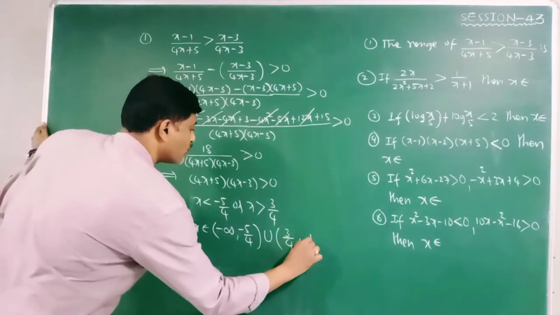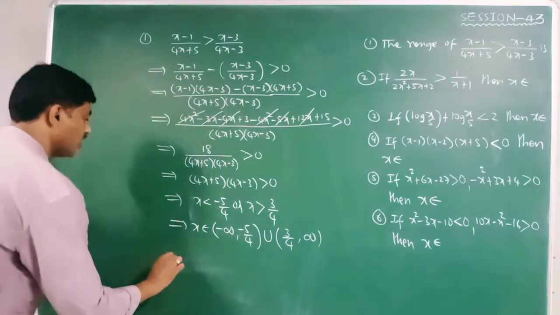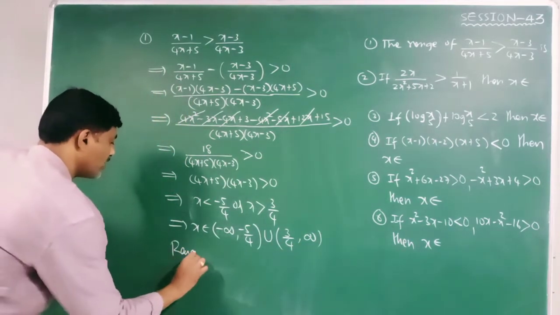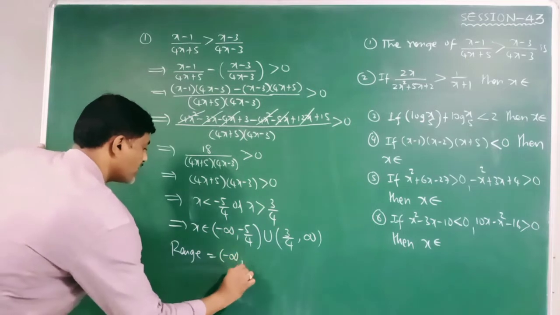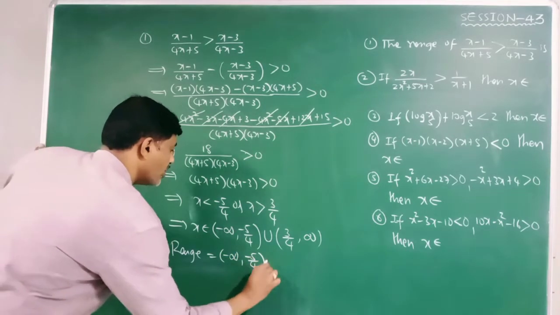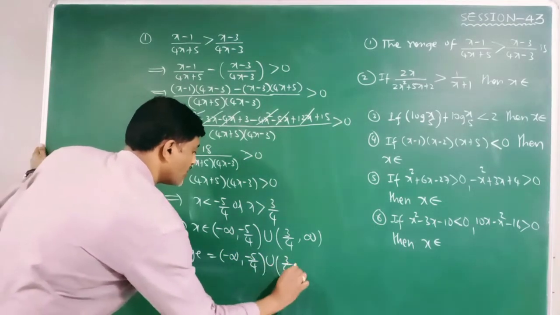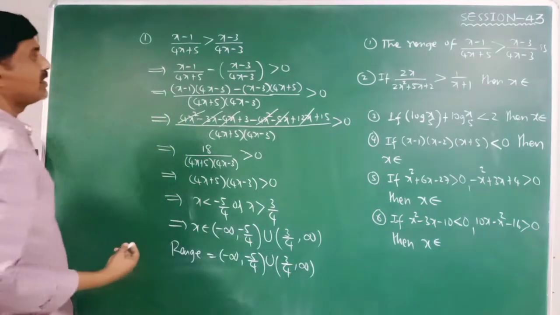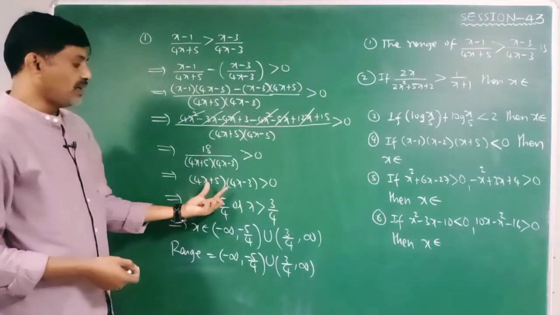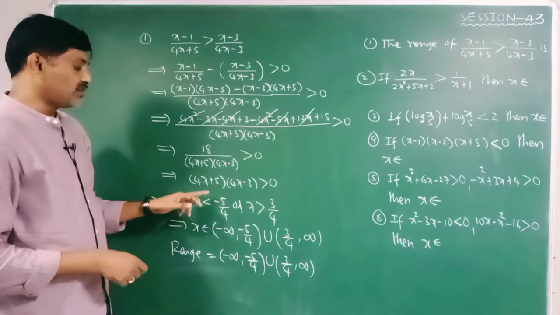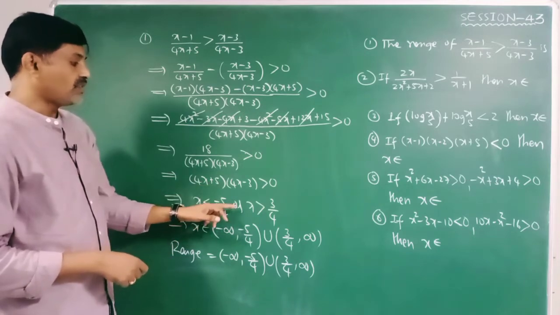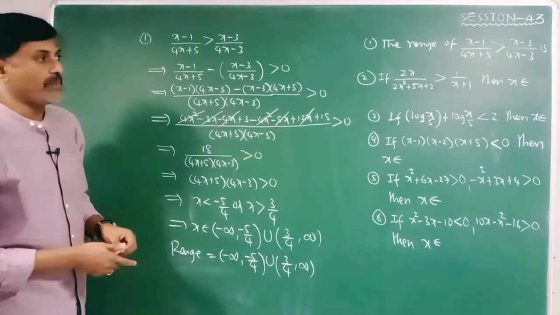Therefore x belongs to minus infinity to minus 5 by 4, union 3 by 4 to infinity. This is the range. If it is less than 0, it clearly lies between the roots, that is minus 5 by 4 less than x less than 3 by 4.